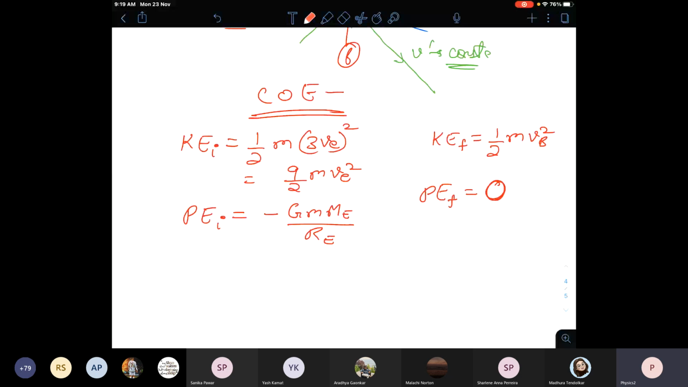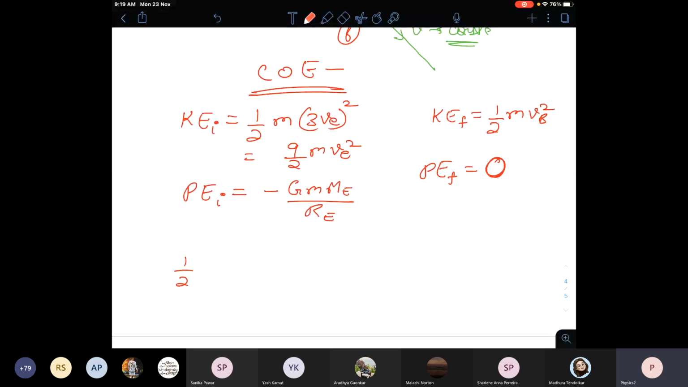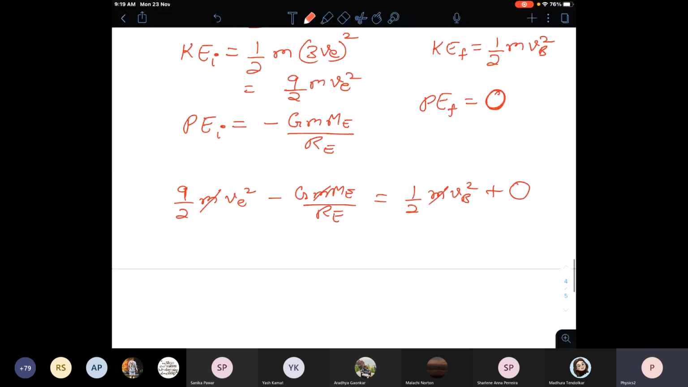Now what we can write: initial kinetic plus initial potential is equal to final kinetic plus final potential. Simple. So I can write 9/2 m ve square minus G m me by RE is equal to half m vb square plus 0. Now this m will get cancelled out. Just do one thing, replace the value of escape velocity. We have calculated escape velocity as root of 2G me by RE. Just replace this over here.